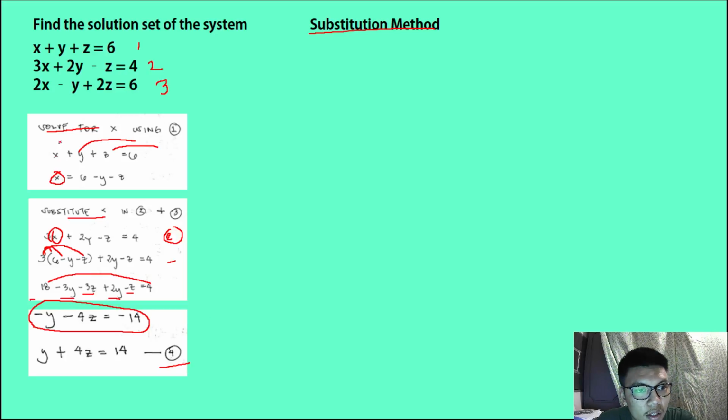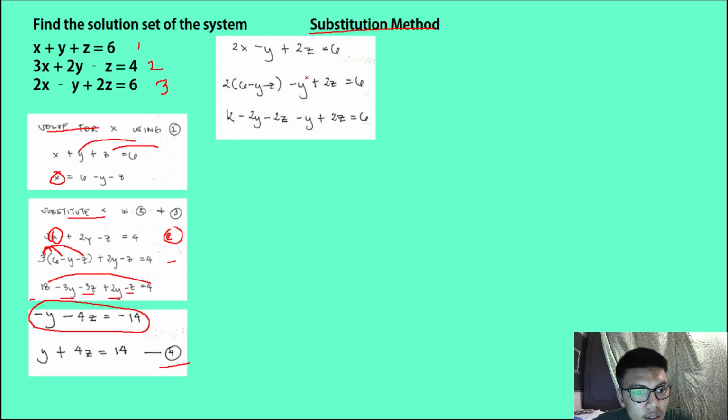So let's now substitute the value of x in equation 3. So ito yung ating equation 3, di ba? So we have 2x minus y plus 2z is equal to 6. So substituting the value of x here, so we have 2 times value ng x, ito 6 minus y minus z, minus y plus 2z is equal to 6. So distributing the 2, so we have 2 times 6, that is 12. 2 times negative y, negative 2y. 2 times negative z, negative 2z, minus y plus 2z is equal to 6.